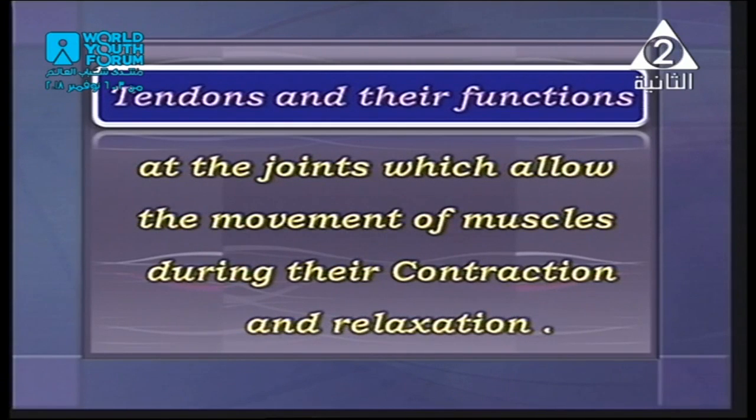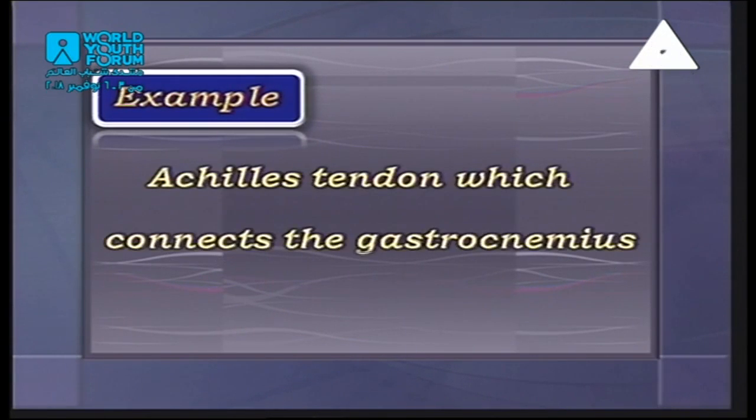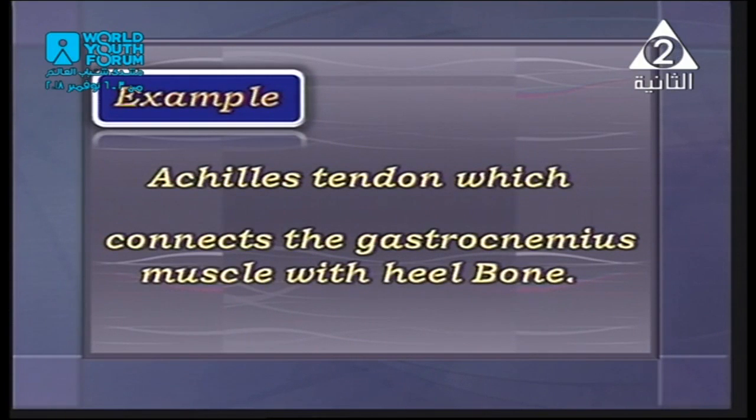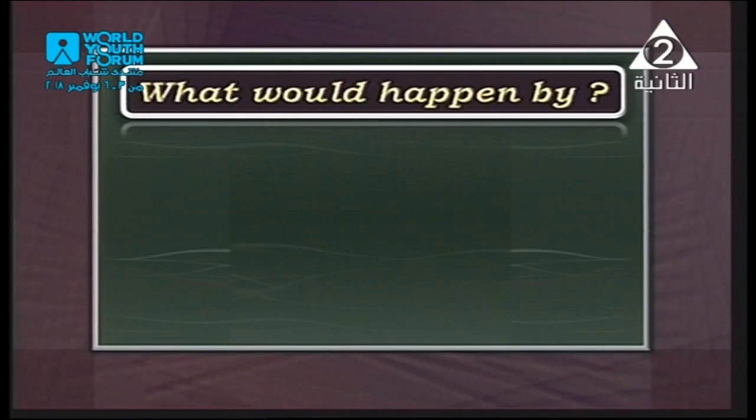At the joints, which allow the movement of muscle during what? Contraction and relaxation of the muscle. From the examples of the tendon in your body, like the Achilles tendon, which connects the gastrocnemius muscle with the heel bone.